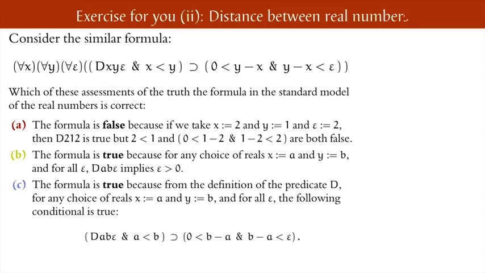Another exercise. Consider a similar formula which adds an extra conjunct in the antecedent of the conditional. It says that for all reals x, y and epsilon, if the distance between x and y is less than epsilon and x is less than y, then y minus x is strictly between 0 and epsilon. Which of these three different assessments of truth is correct?